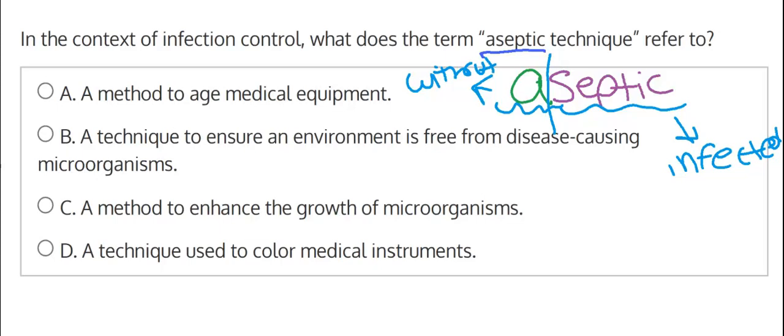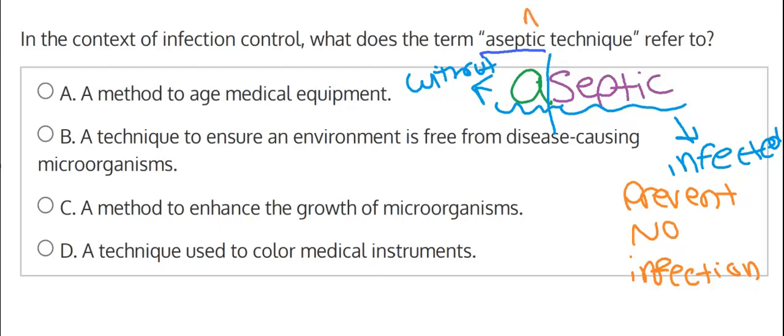So it's going to be the opposite of septic or infection and therefore prevent infection or make sure that there is no infection. So let's keep that in mind when we look at the choices. What does the aseptic technique, or the technique that involves making sure there's no infections, refer to? So let's look at option A, a method to age medical equipment. No, that would be something different because this technique refers to preventing infectious disease, so we can eliminate option A.